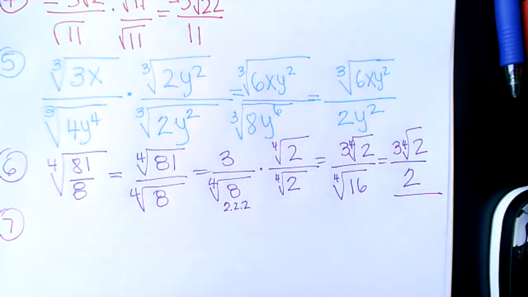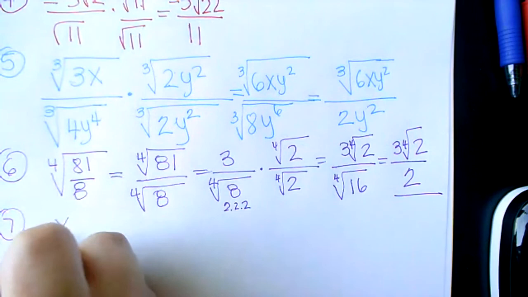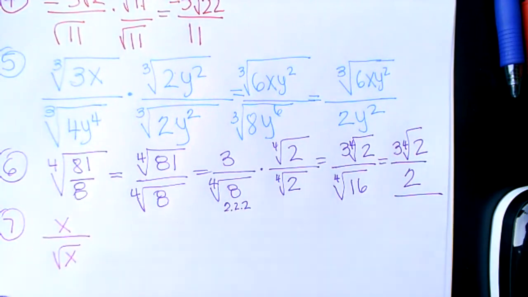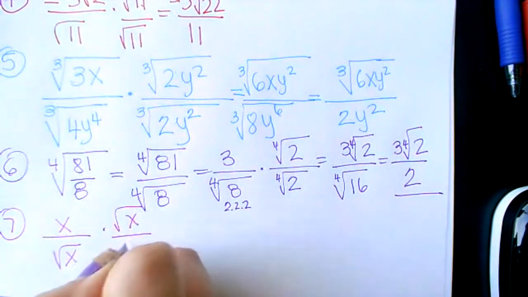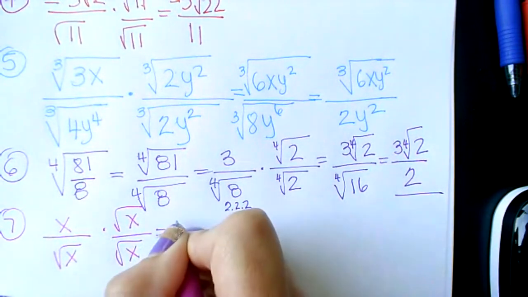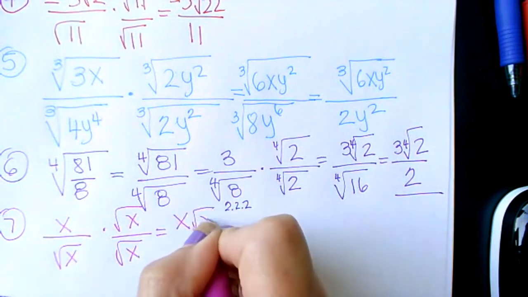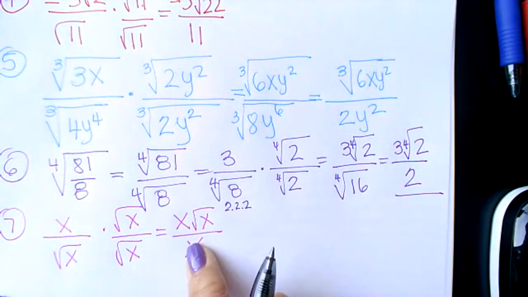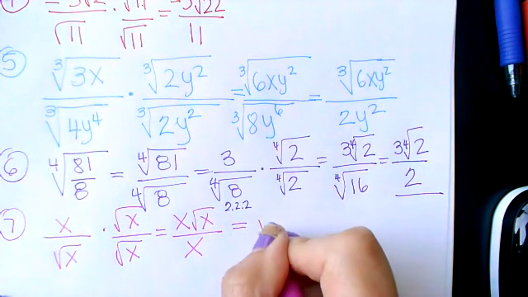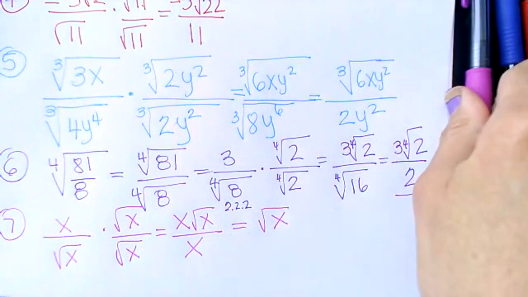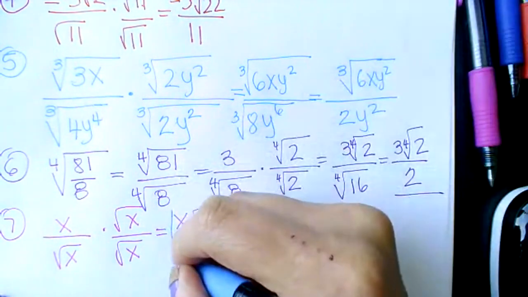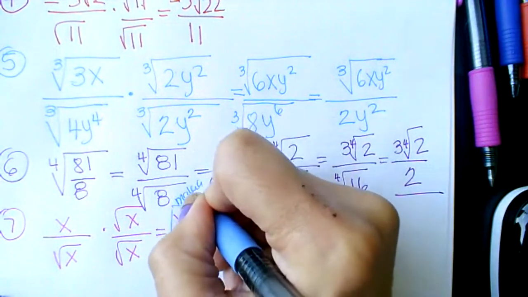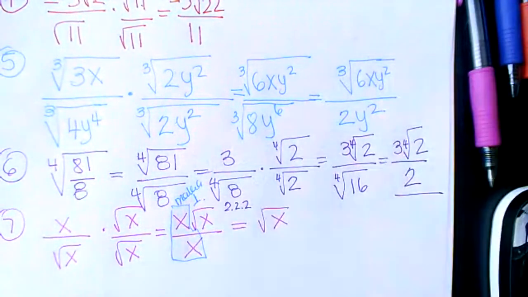7. So we have x divided by the square root of x. So what do I need? I need another square root of x. This is easier. And this is over x. So what happened here? My answer is going to be a square root of x. Why? Because we are making a 1. That's why.